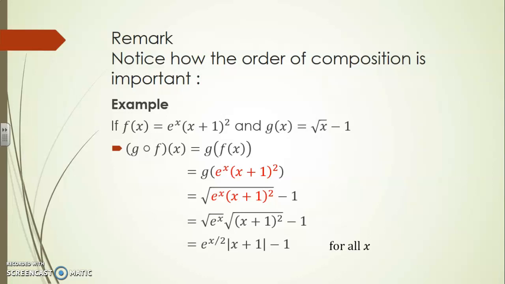Now, this composition is actually defined for all x because this time function f is the first operation to take place on x. E to the x and x plus 1 squared are defined for all x's. By the time we've calculated the result, since e to the x and x plus 1 squared are both positive, we are guaranteed that rooting the result of f of x will be defined.